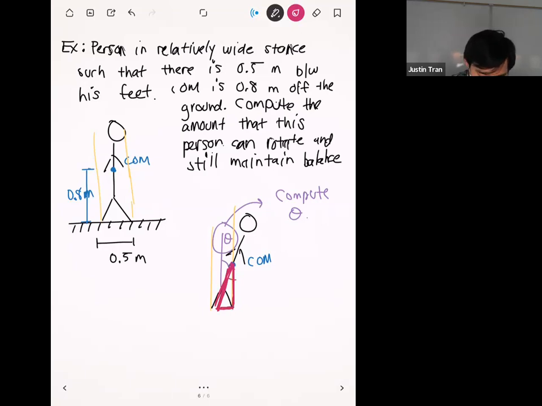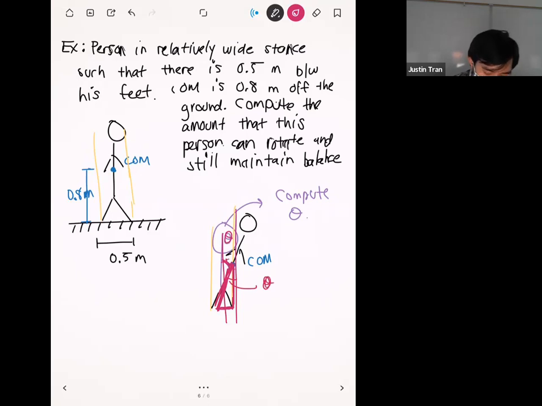Based on the trigonometry of the situation, we can say that this angle here is the same angle theta that the person is rotating with, because we basically have two parallel lines. We have a parallel line for this one, and a parallel line for the edge of our base of support. Because this angle on one side is theta, the opposite angle should also be theta.